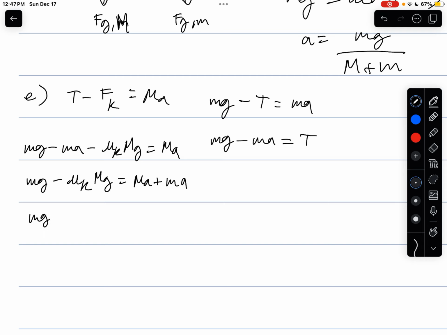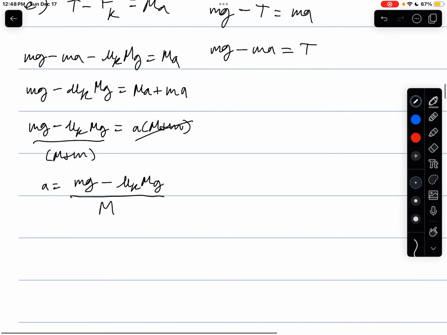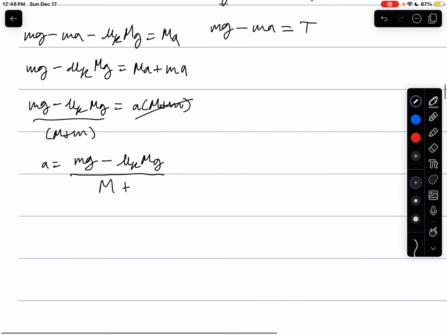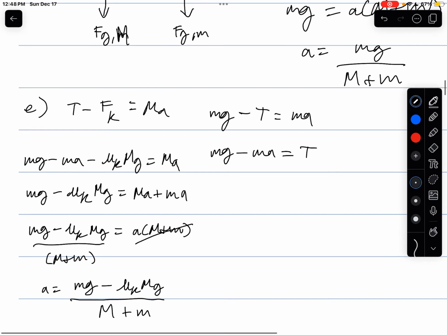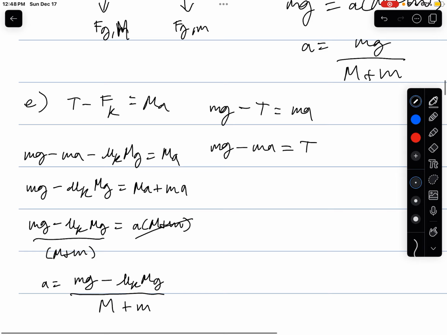Take out the A. And then divide both sides by that to get acceleration equals mg minus mu k big Mg over M plus m. Okay, for part G, wait, yeah, for part F, sorry.